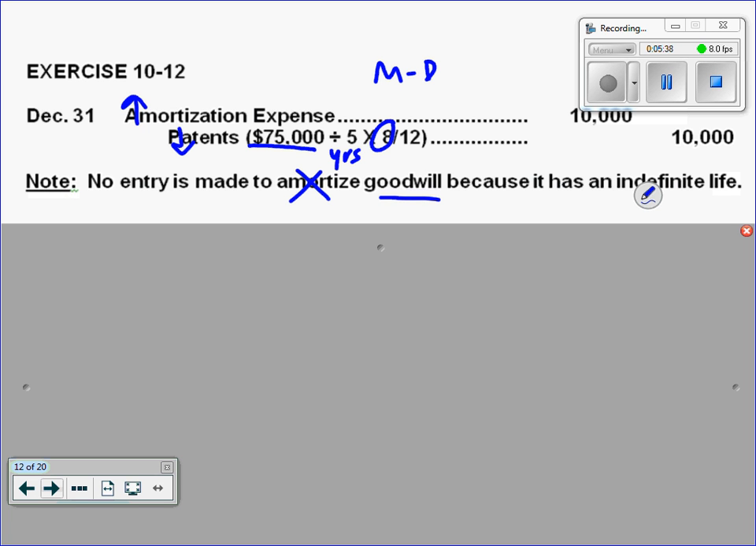You might argue, okay, a 20-year patent, why are we only going to have it for 5 years? That's a little bit weird. We could go back in the book and read, but they're telling you straight up the useful life's 5. What can I answer on that one?